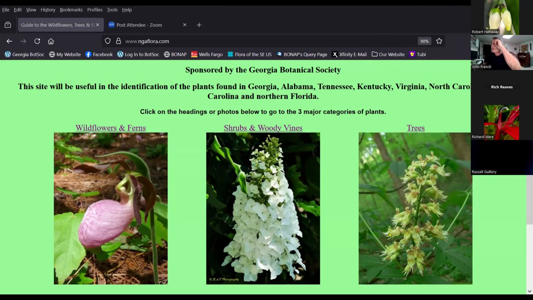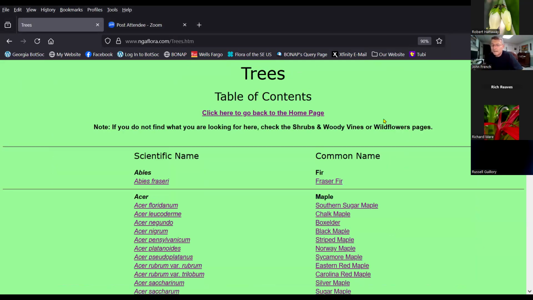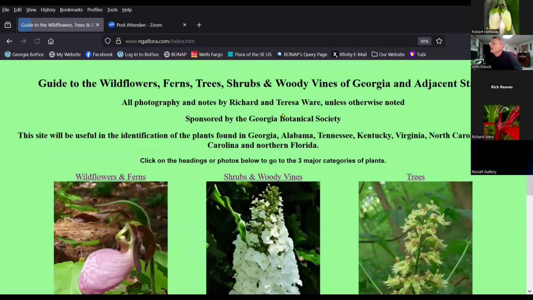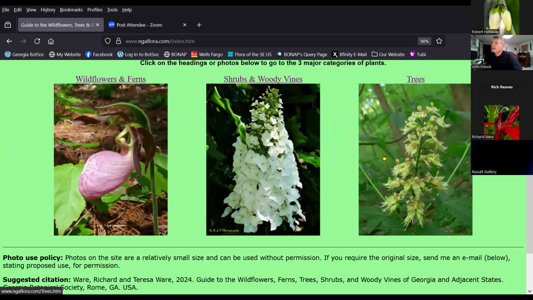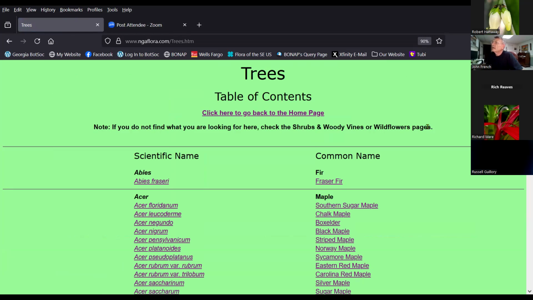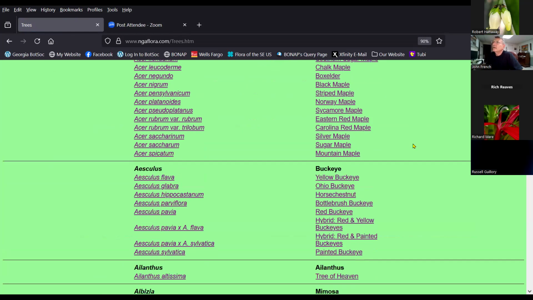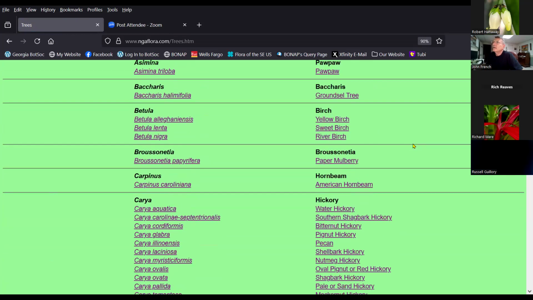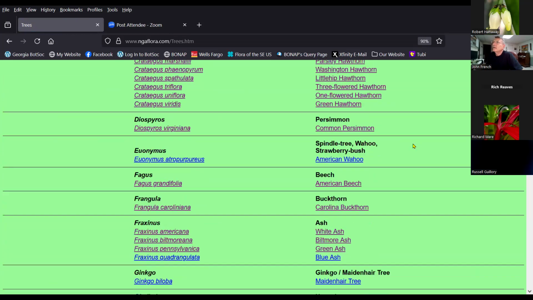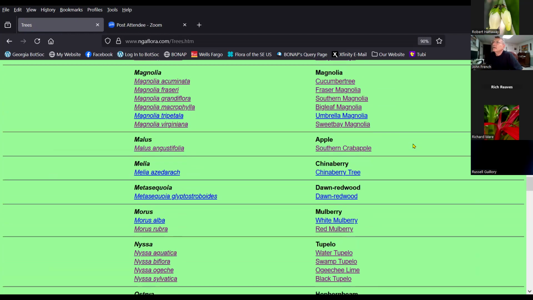Well, click on trees. Anyway, trees. I was going to tell everybody they need to use my website if they're not using it. All it is northgaflora.com. When they first get to the front page right here, you'll have three options: wildflowers and ferns, shrubs and woody vines, and trees. And so we're doing trees today. If you click on trees, you'll just see a list here of all the trees in here, which are hundreds, I don't know how many there are in here.